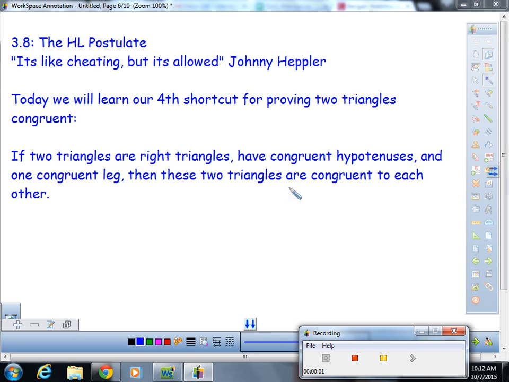This is 3-8, the HL postulate. Quote of the year so far by Johnny Hepler: It's like cheating, only it's allowed.